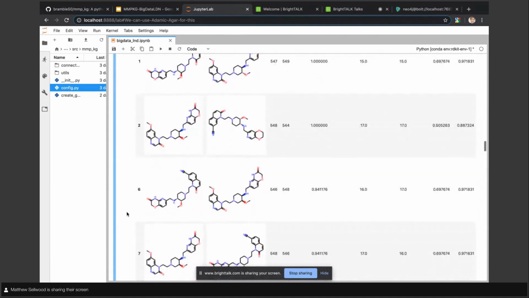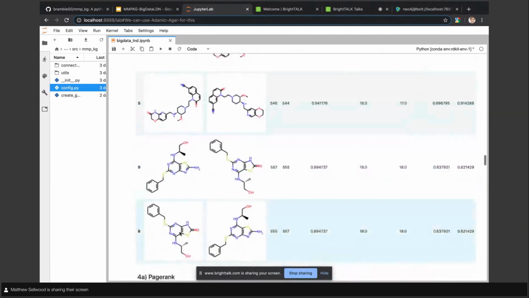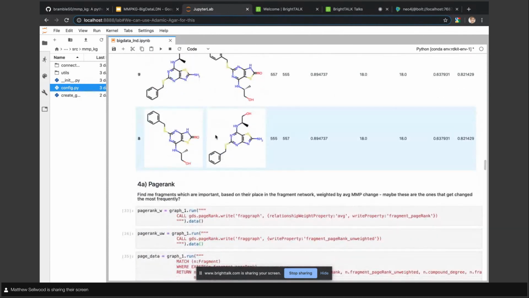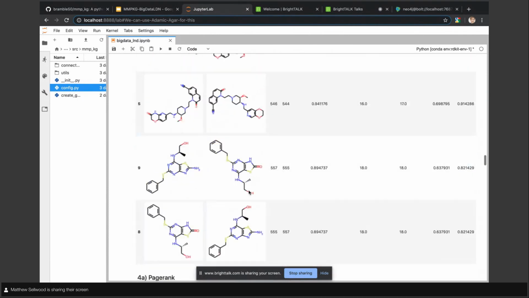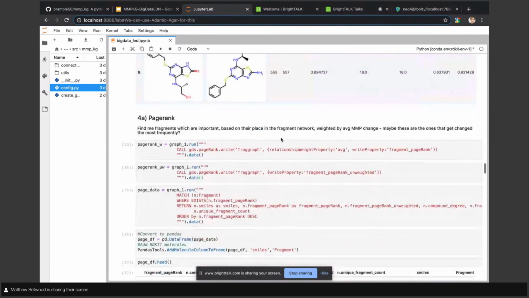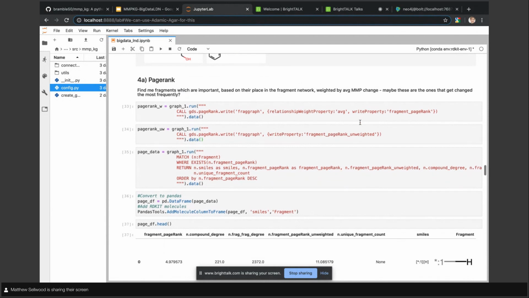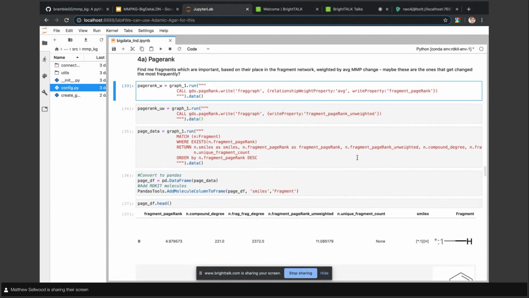Right. Okay. So now we can see we've got lots more other fragments. If we go down to the bottom, we get some work which look a bit different as well. So just to say, there are some here that are similar, but not necessarily the same structures. So the second thing we're going to look at is PageRank. So here we want to find fragments which are important based on their place in the fragment network, but also weight them based on that property we mentioned before.